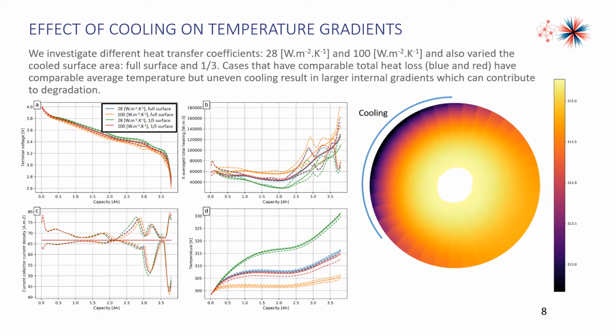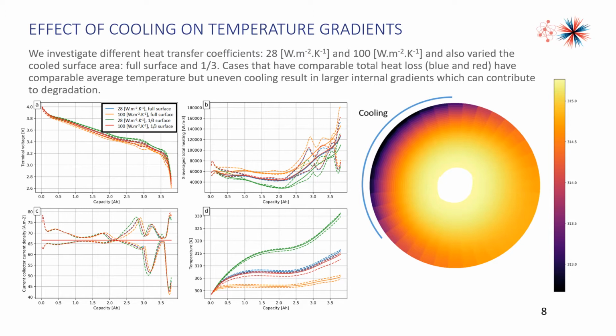So we can also look at the effect of changing the cooled surface area and different heat transfer coefficients at the cell boundaries. And if you have a battery pack that is being cooled with a water jacket, that water jacket would tend to snake in between the lines of cells that are in your module. So you actually only about a third of the surface may be getting the cooling, and you may experience quite severe internal temperature gradients as the model predicts. So we have a couple of different cases here.